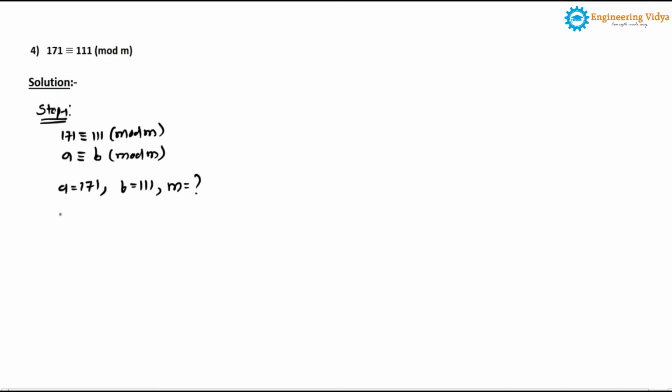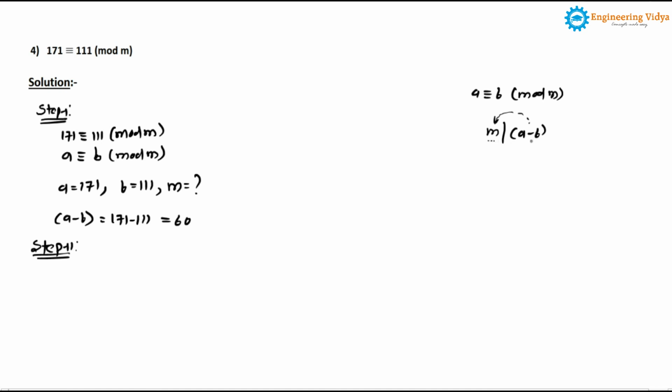Now after that, we're going to find the value of a minus b also. So 171 minus 111, you will get 60. Now again I'm writing the rule. The rule says that if a congruent to b mod m is given, then m should divide a minus b, or a minus b should be divisible by m, or m should be the divisor of a minus b. So to calculate m, we'll find all those numbers that can divide 60, because 60 is nothing but a minus b.